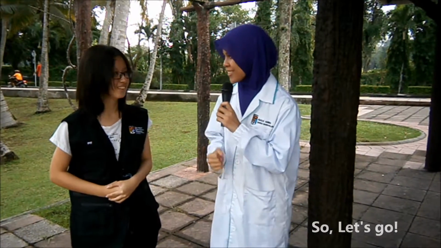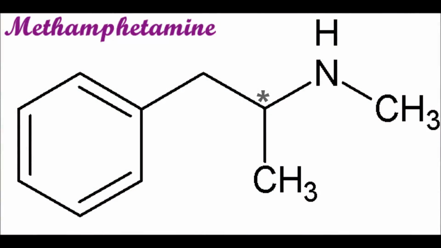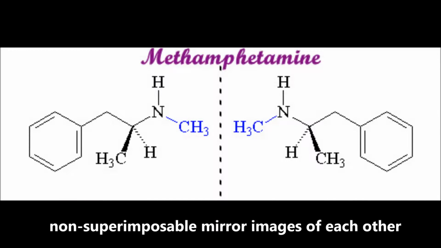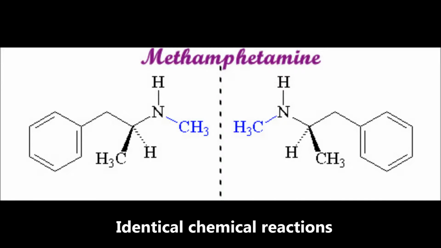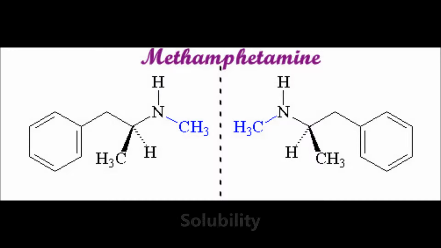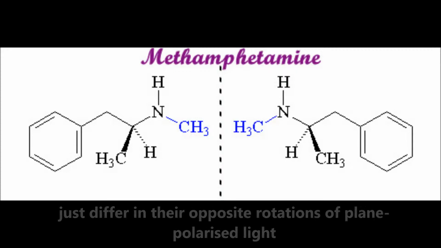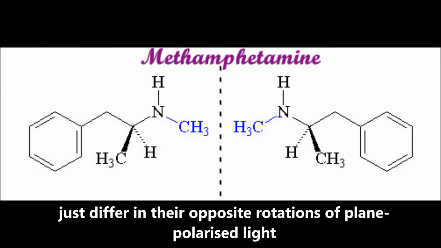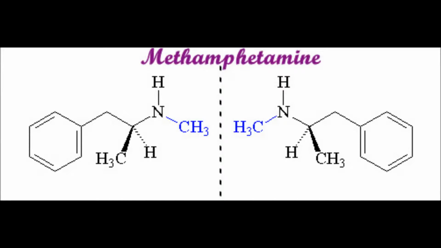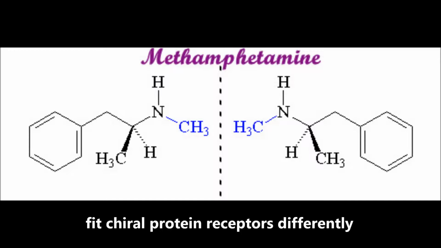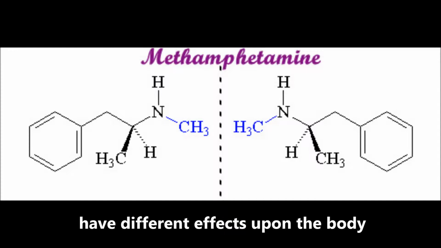So, let's go. Methamphetamine contains a chiral carbon atom and therefore exists as 2 optical isomers, non-superimposable mirror images of each other. The isomers have identical chemical reactions, solubilities, and melting points. They just differ in their opposite rotation of plane polarized light. Because they have different 3D structures, they fit chiral protein receptors differently and therefore have different effects upon the body.